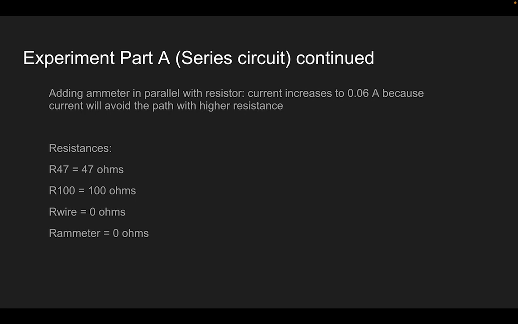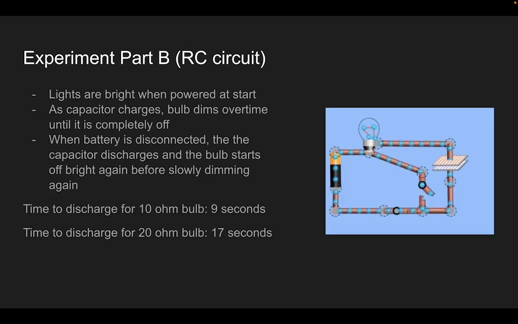If you added an ammeter in parallel with a resistor, the current increases to 0.06 amps because the current will avoid the path with the higher resistance, meaning the current will be a bit higher. The resistance measured for the 47 ohm resistor was 47 ohms. Same thing with the 100 ohm resistor. The wire had no resistance, and the ammeter had no resistance. Now, obviously, this is for an ideal scenario only.